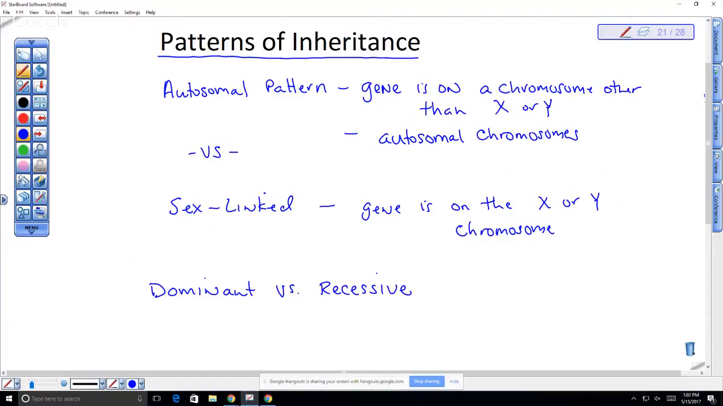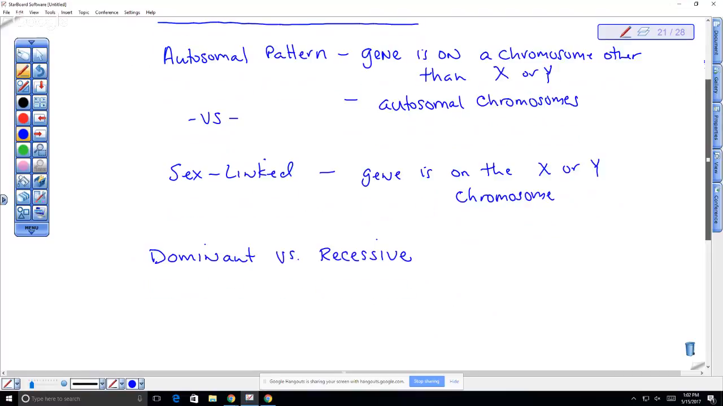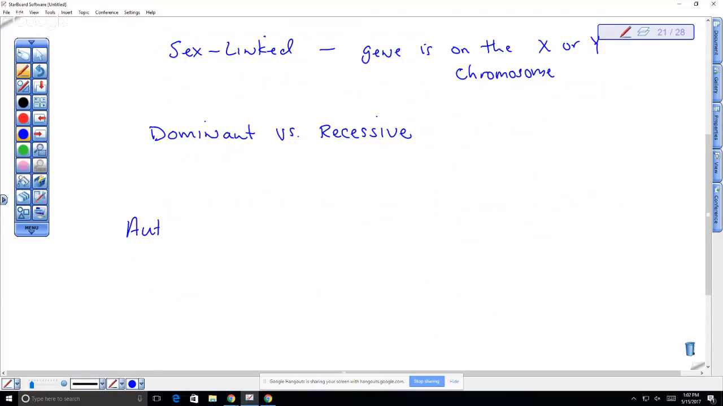Okay, so let's look at an example of putting this together. Autosomal recessive trait. Okay, so it is caused by a gene on not the X or Y chromosome, and the trait that we're interested in is caused by a recessive gene. Okay, so if we look at an example of this, we can look at a trait like albinism. Now, there's different forms of albinism, but the most common form is autosomal recessive.